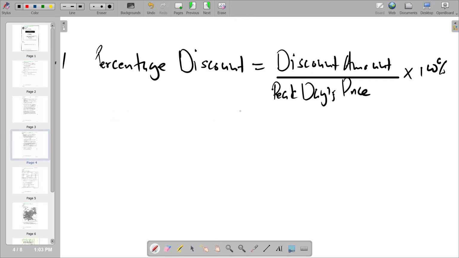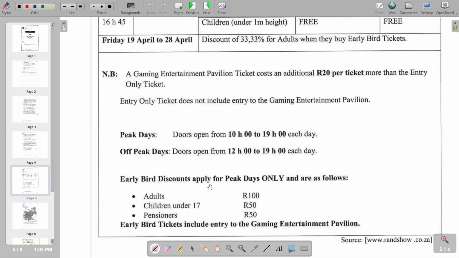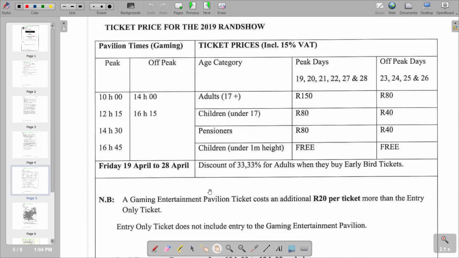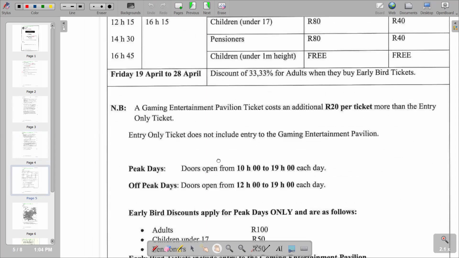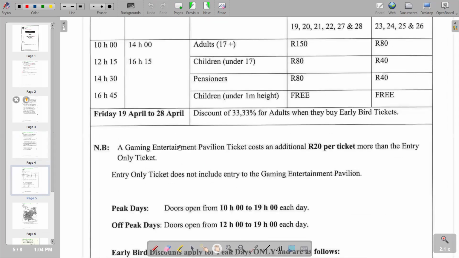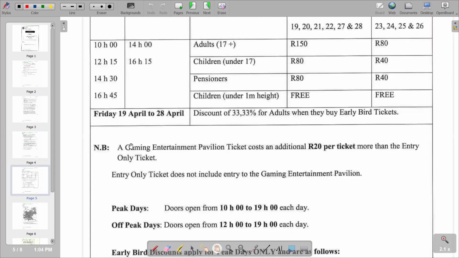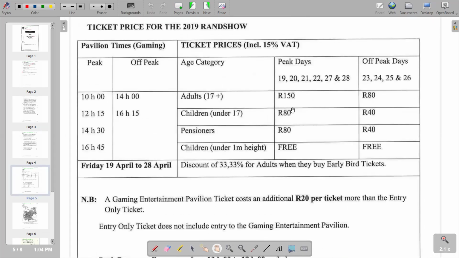Now we check according to our Annexure A. Remember, we are referring to our Annexure A. So this is our Annexure A. We can go through it before we start to answer the question so that you understand the Annexure that we have. If we refer back to our question, it says calculate the percentage discount for children under 17 and pensioners. The normal price is 80 rand for children under 17 and pensioners, as indicated in the question.